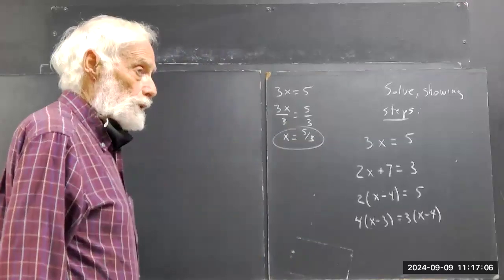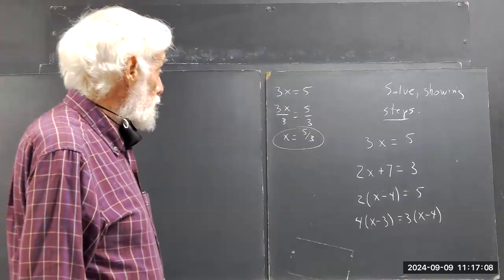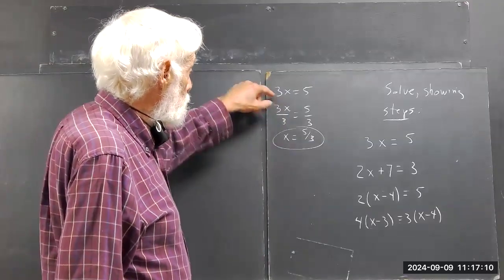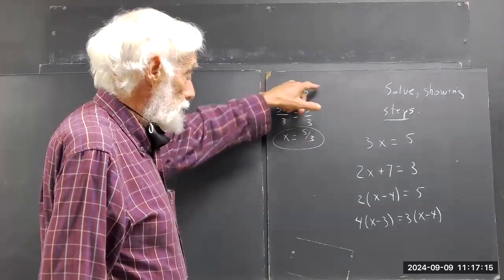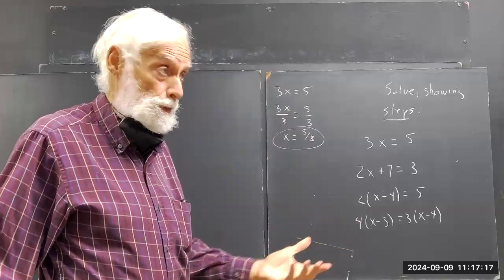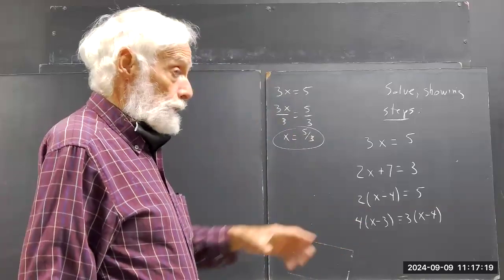Now, I'm not going to go through the check, but it will say if x is 5/3, then what's 3 times 5/3? Well, this 3 will divide that 3 and you'll end up with 5. It's very straightforward to check it. But you want to be sure you always include the check.